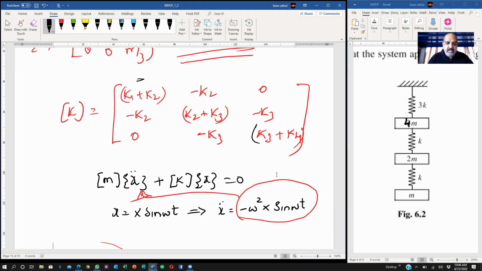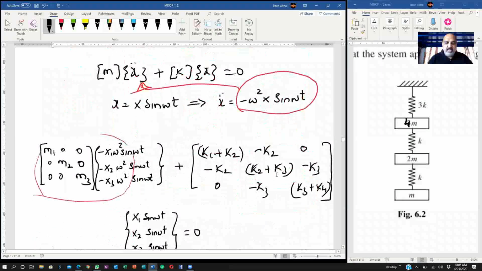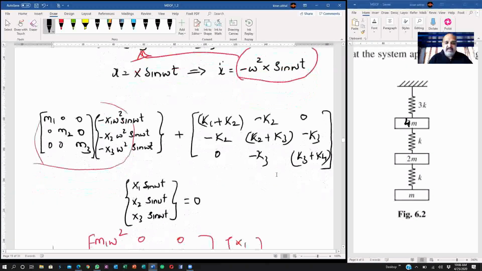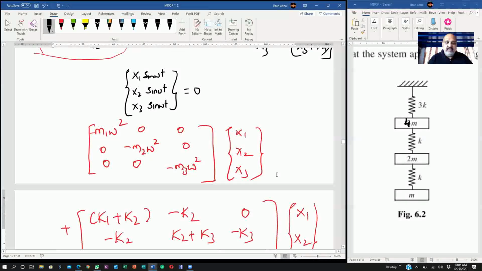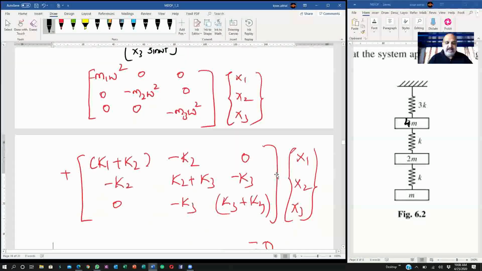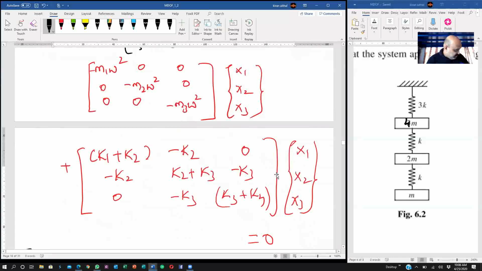Once we know that, we convert x double dot into minus omega square times sin omega t. This is what I am going to get. Then we remove the sin omega t, and we get this particular format.